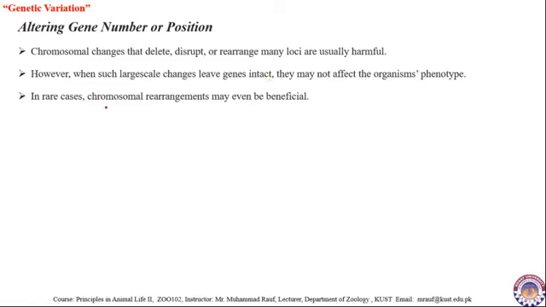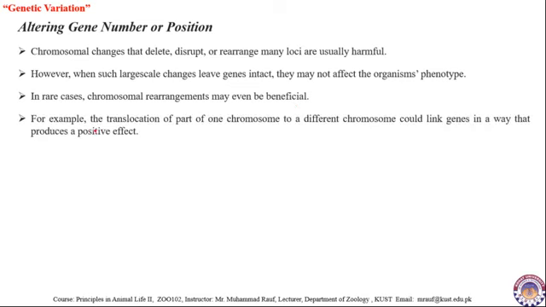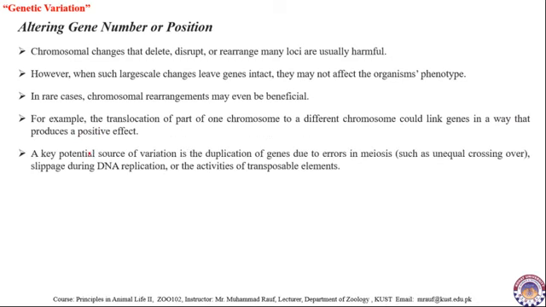In rare cases, chromosomal rearrangements may be beneficial. For example, the translocation of part of one chromosome to a different chromosome could link genes in a way that produces a positive effect. A key potential source of variation is the duplication of genes due to errors in meiosis, such as unequal crossing over or slippage during DNA replication, or the activities of transposable elements.